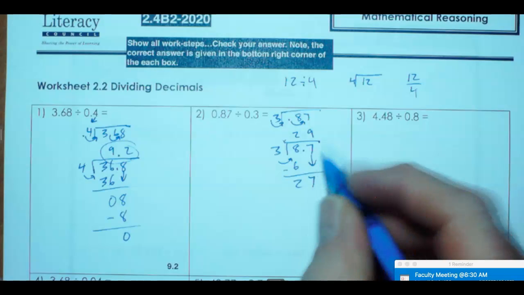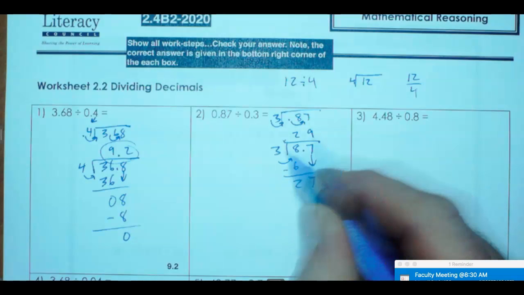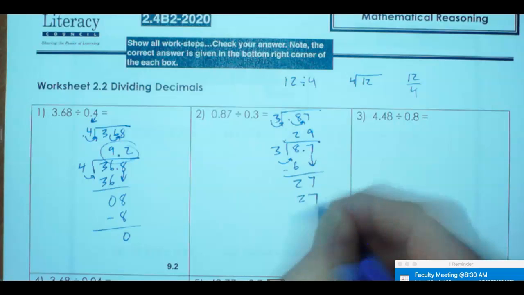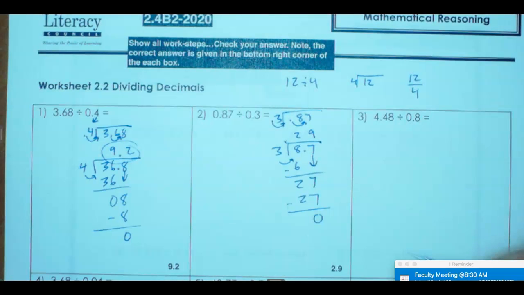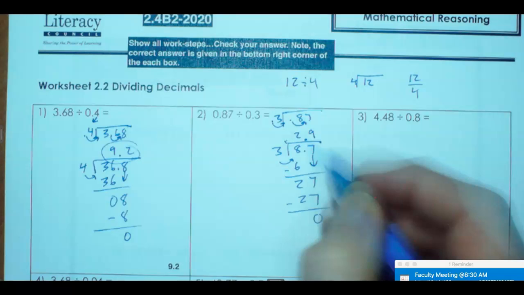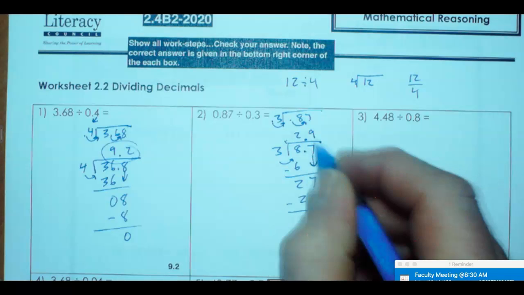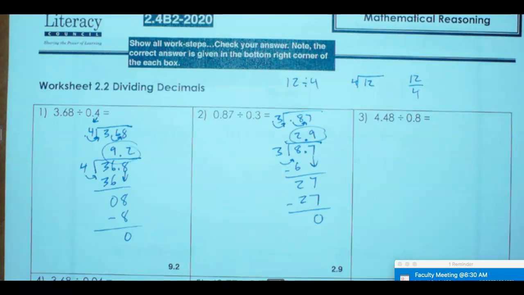9 times 3 is 27. And that's going to zero out, and we've got 2.9. You've got to make sure your decimal is wherever your decimal is in the dividend, that's where it's going to be in your quotient. 2.9, that matches down here.